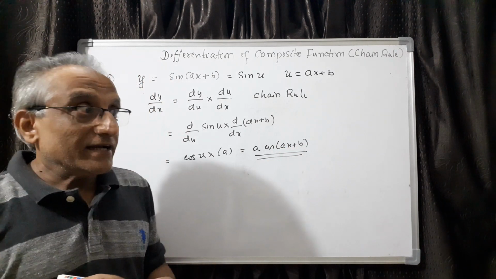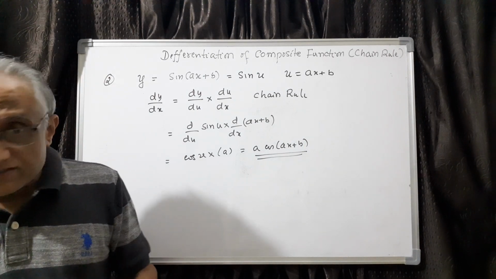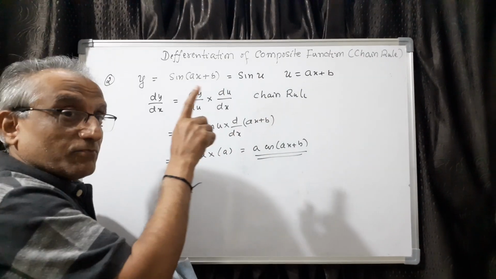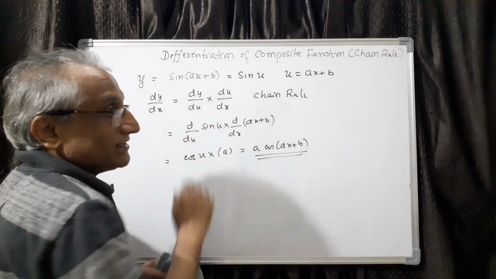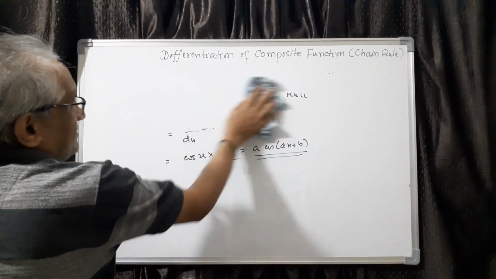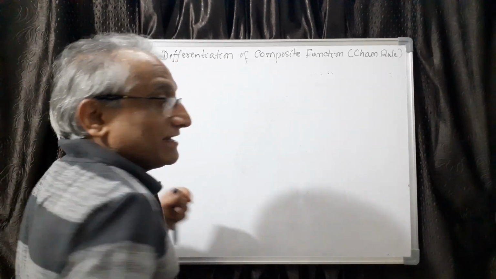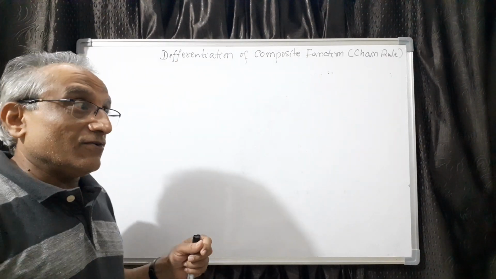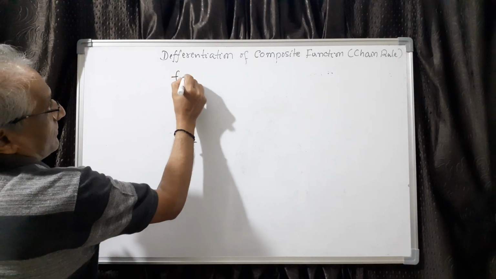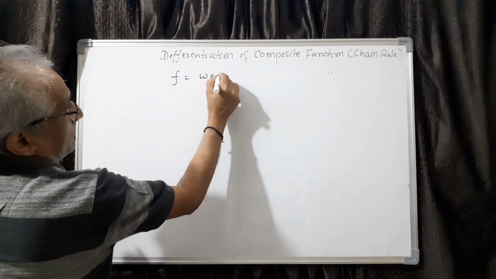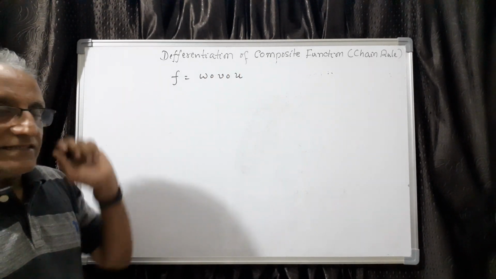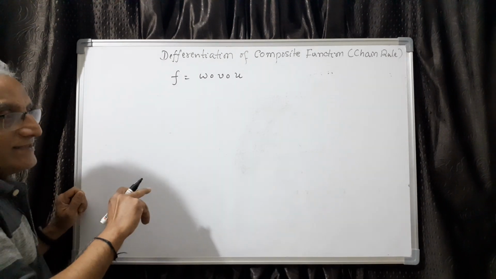So this is how we can do the differentiation of a composite function of two functions. Now we can extend this to three functions also, because we have seen a function can be a composite function of three functions. Say for example, f equal to w of v of u. So three functions. You have seen this type of function. What is the rule in this case?